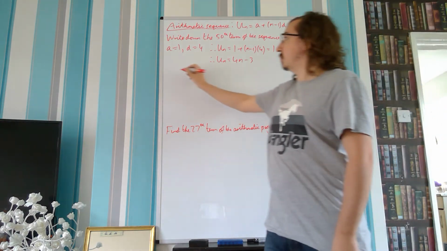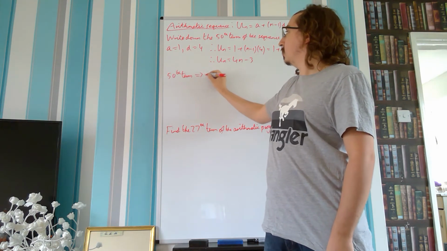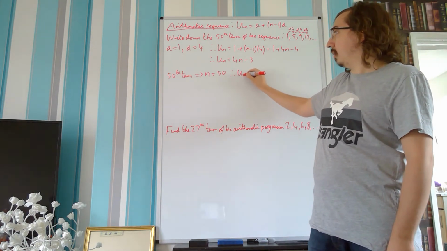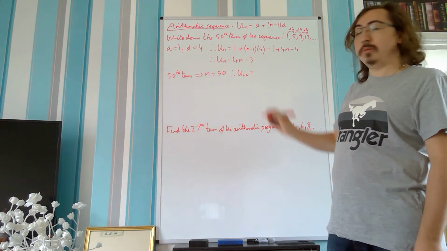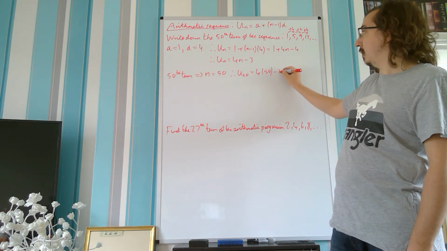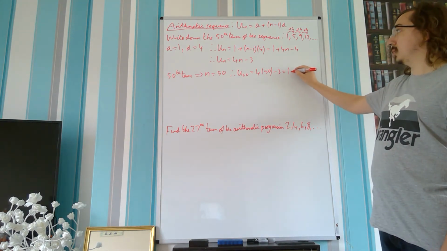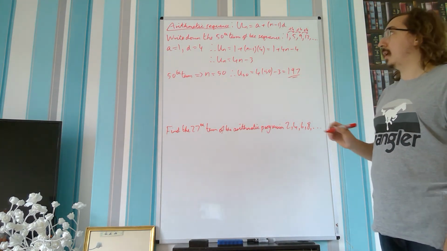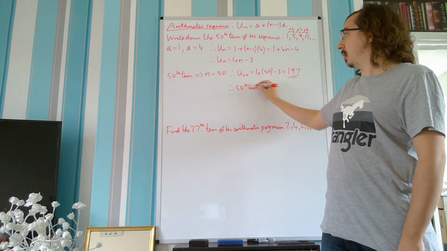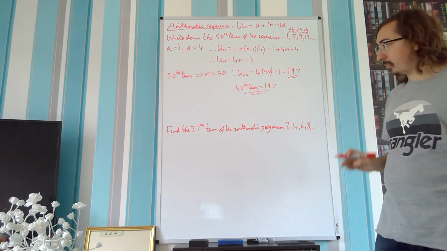We now want to find the 50th term, so we're going to use n = 50. That implies our 50th term, u_50, is equal to 4 × 50 - 3. 4 times 50 is 200, minus 3 is 197. So therefore our 50th term is equal to 197.